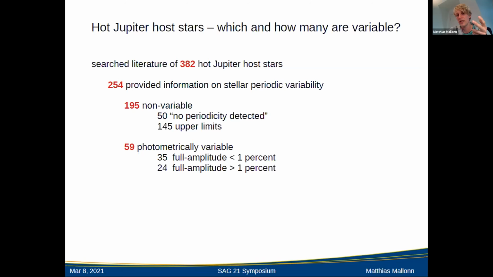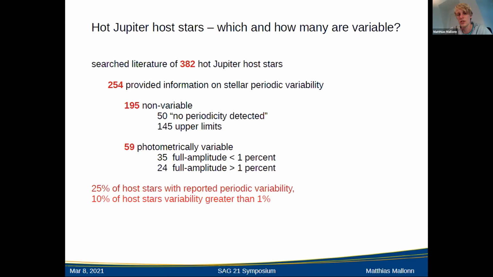It is periodic stellar variability that the people looked for. So it is not variability by itself, but periodic variability. 200 were non-variable, but for 60, I found the information that they are variable. And for 25, they have a peak-to-peak amplitude of more than 1%. Of course, that's just my gut feeling from the last years, that we start to be worried if the star is variable by more than 1%.